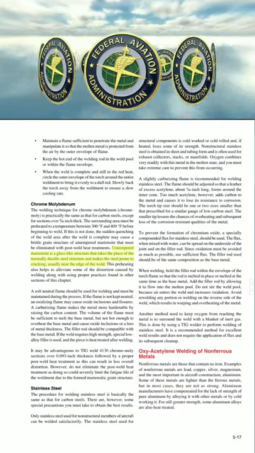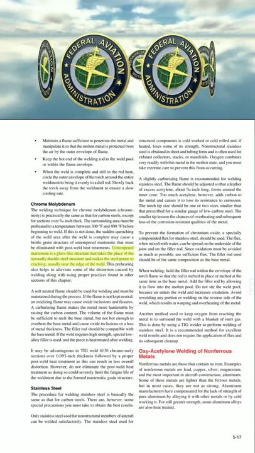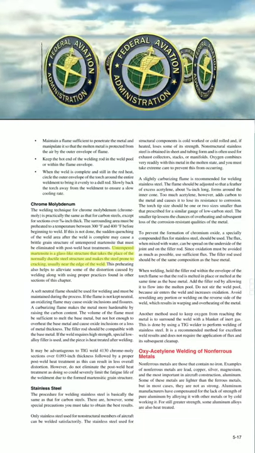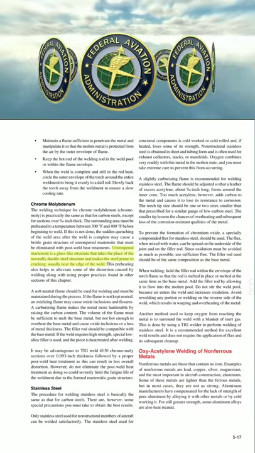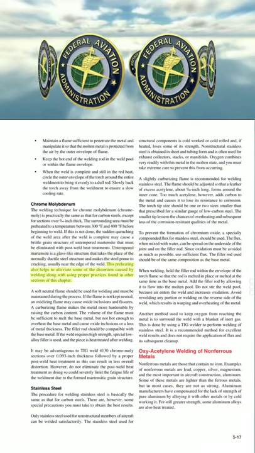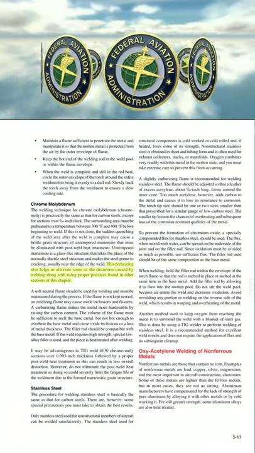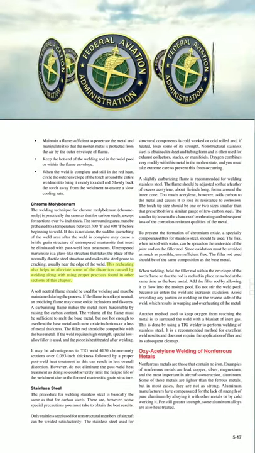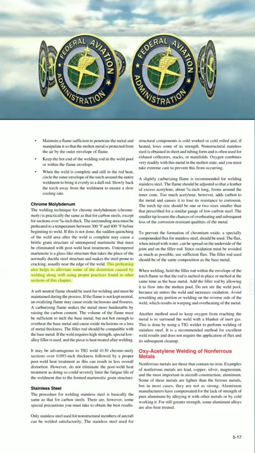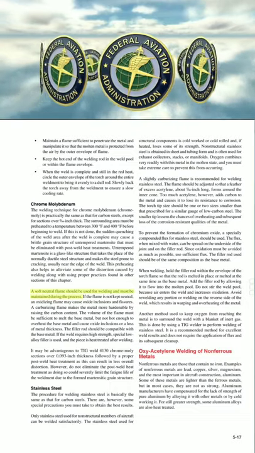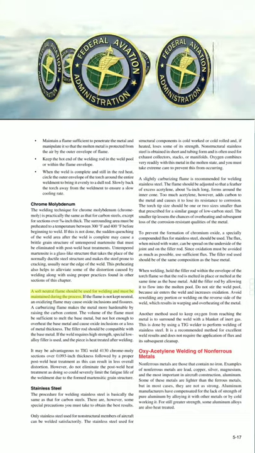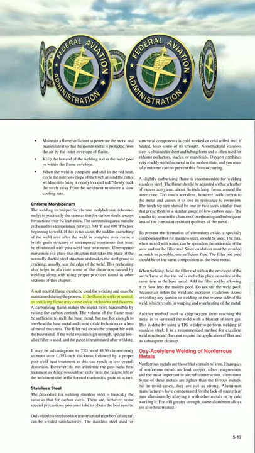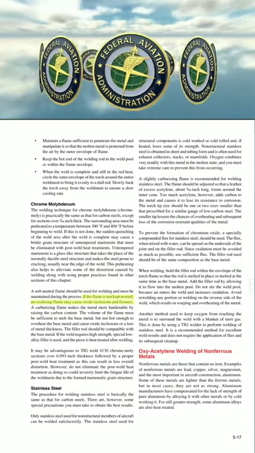Untempered martensite is a glass-like structure that takes the place of the normally ductile steel structure and makes the steel prone to cracking, usually near the edge of the weld. This preheating also helps to alleviate some of the distortion caused by welding, along with using proper practices found in other sections of this chapter. A soft neutral flame should be used for welding and must be maintained during the process. If the flame is not kept neutral, an oxidizing flame may cause oxide inclusions and fissures.